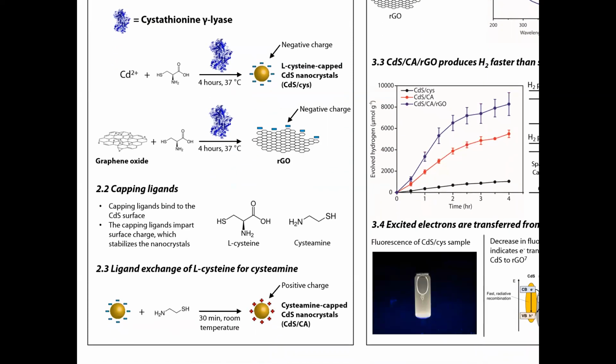Cysteamine, a similar molecule to cysteine minus the carboxyl groups, has been shown to give particles positive surface charges when used as a capping ligand, and was thus expected to give cadmium sulfide a positive surface charge, which would then spontaneously assemble with the negatively charged reduced graphene oxide. To exchange L-cysteine for cysteamine on the cadmium sulfide surface, all that was done was simply adding excess cysteamine to solutions of L-cysteine capped cadmium sulfide. This pushes equilibrium to favor cysteamine on the cadmium sulfide surface.